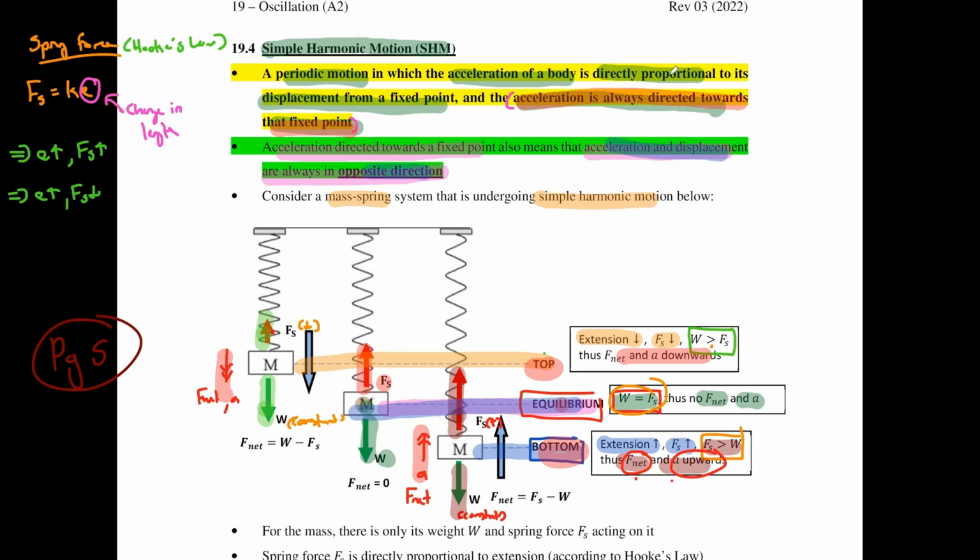It basically means this. You see, if you look at the top position over here, your acceleration is directed downwards, but what is the direction of your displacement? The direction of your displacement was actually upwards in the first place, if you consider the distance moved from equilibrium. So here, when you are moving upwards, your displacement is upwards, but your acceleration is downwards. You see, it's opposite direction. And then what about the case where you move downwards to the bottom position? When you were moving downwards to the bottom position, your acceleration is directed upwards, but your displacement is actually directed downwards.